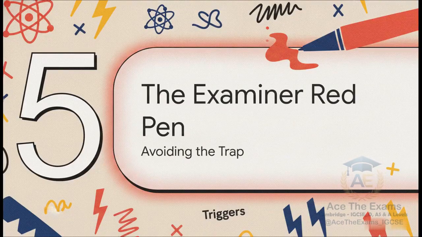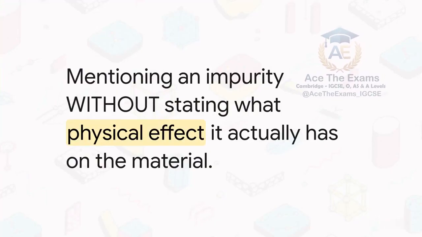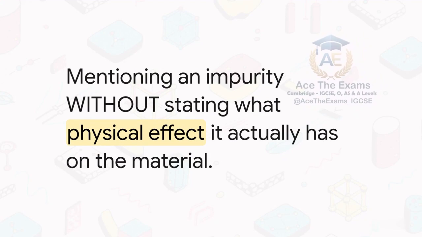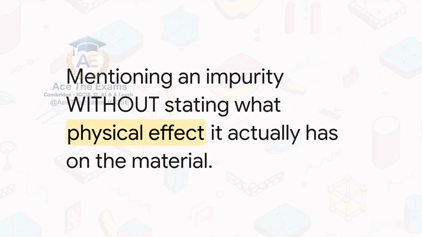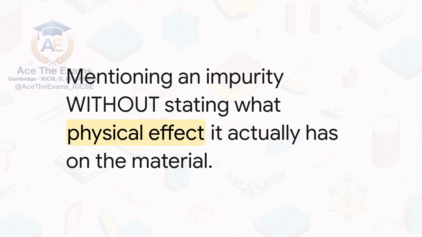Let's escalate the stakes in Section 5 and look at exactly what triggers the examiner's red pen. Here it is, explicitly derived from Cambridge Examiner reports. The absolute most common weakness is mentioning an impurity or the doping process without stating what physical effect it actually has on the material. If you write a beautifully detailed paragraph about how a dislocation forms, but you totally fail to mention how it alters the bonding or structural strength of the metal, you are leaving your grade boundary entirely up to chance. You've basically only given them half the story.